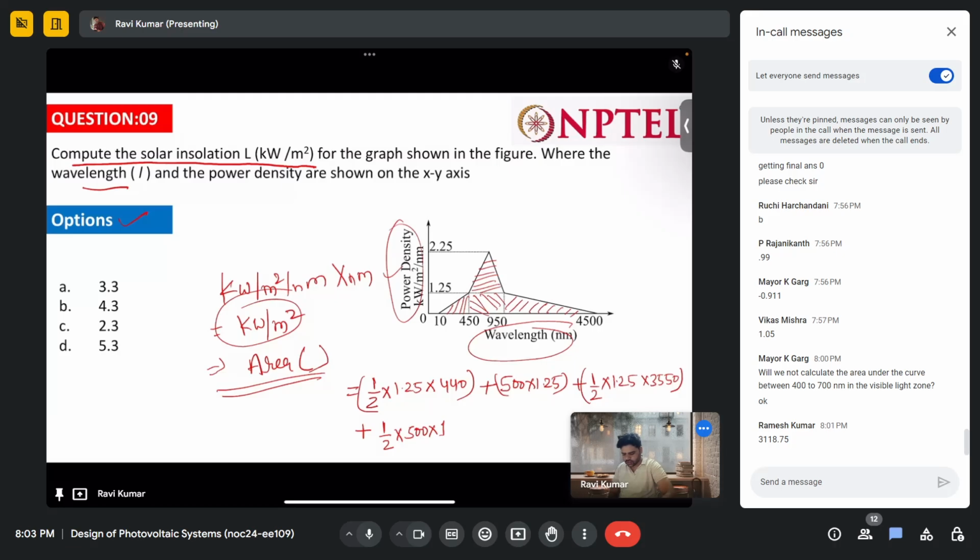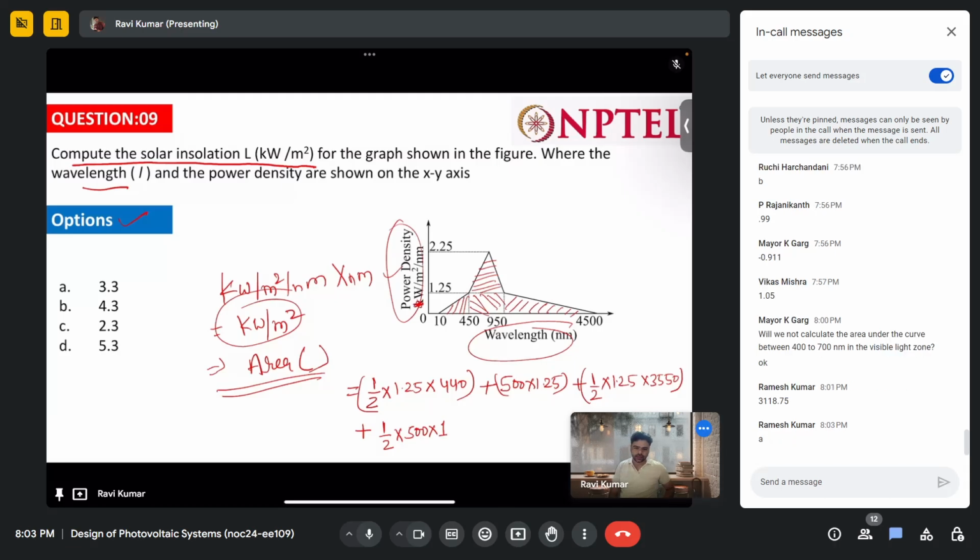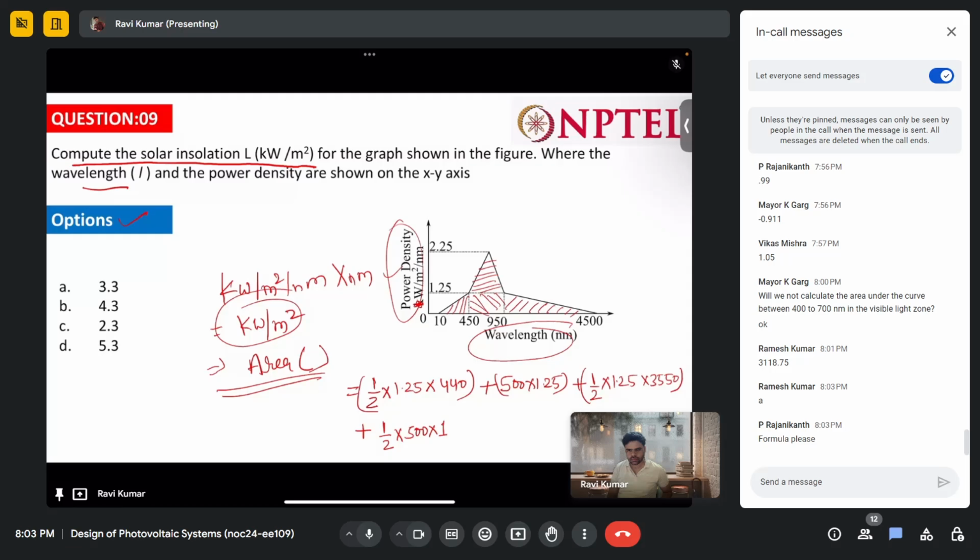Yes, there is an issue with this key. It is in watt per meter square. Formula, there is nothing like a formula. You just need to calculate the area under the curve. Just compute the area under the curve.